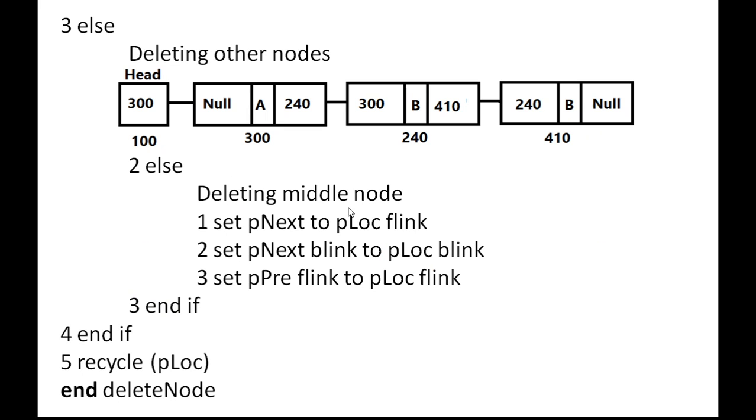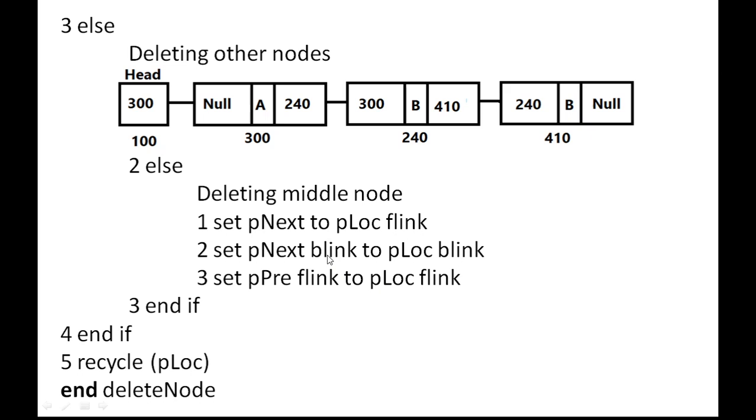And then we want to delete a node in the middle. So in that case, what should be done? Let's say I want to delete the node pointed with the address 240. So what changes are needed? Set p next to p location forward link. So we are making p next come to the next node of the p location, the node to be deleted, which means 440. So 440 is now pointed by p next.